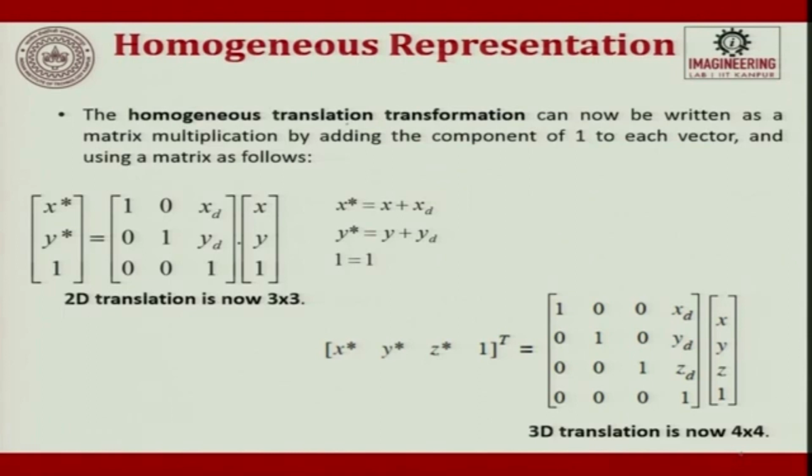The homogeneous translation transformation can now be written as a matrix multiplication by adding the component 1 to each vector and using a matrix as follows: P star, with x star, y star, 1 as the final destination points, is equal to the transformation matrix into the point P. This is the homogeneous transformation matrix. This 1 is the scalar factor which we studied.